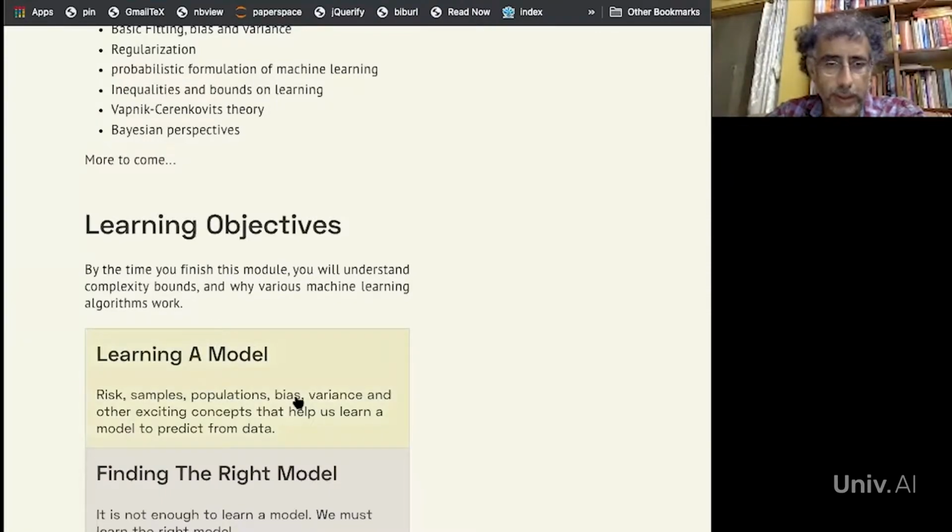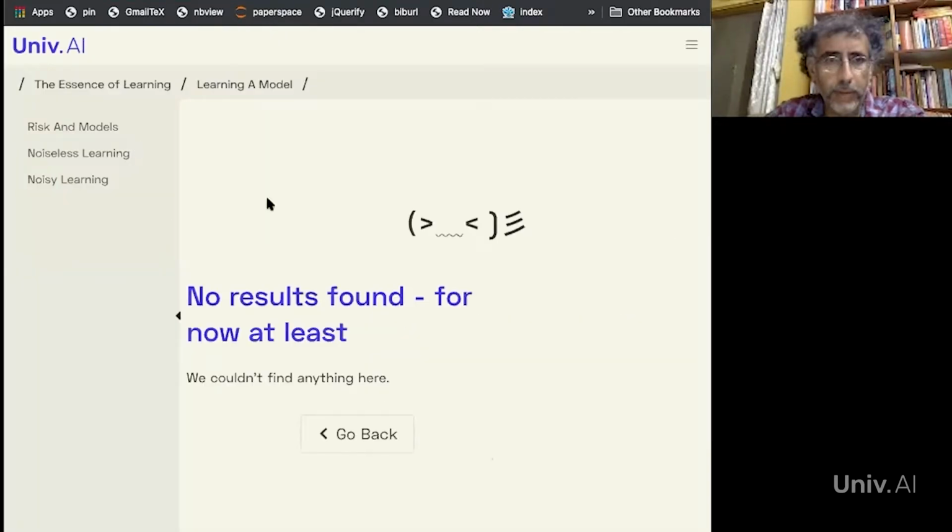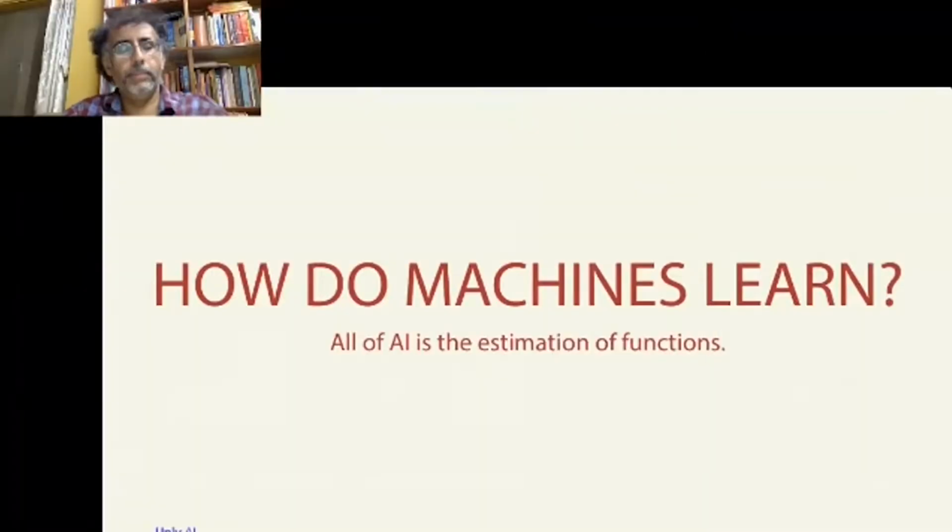And in learning the model itself, there's going to be three parts. There's going to be risk models, noiseless learning, and noisy learning. And some of these things may be a little bit broken right now, but we'll fix those. You just need to pay attention to the slides. Risk models is what we'll start off with. Okay, how do machines learn?